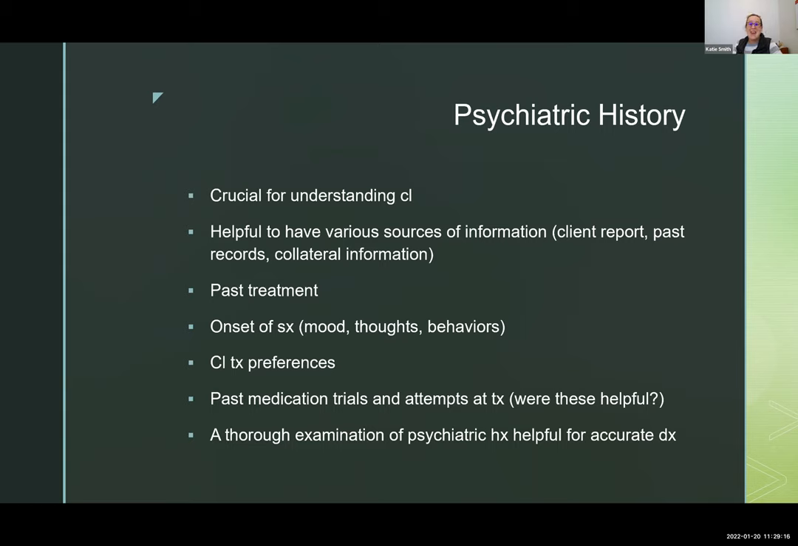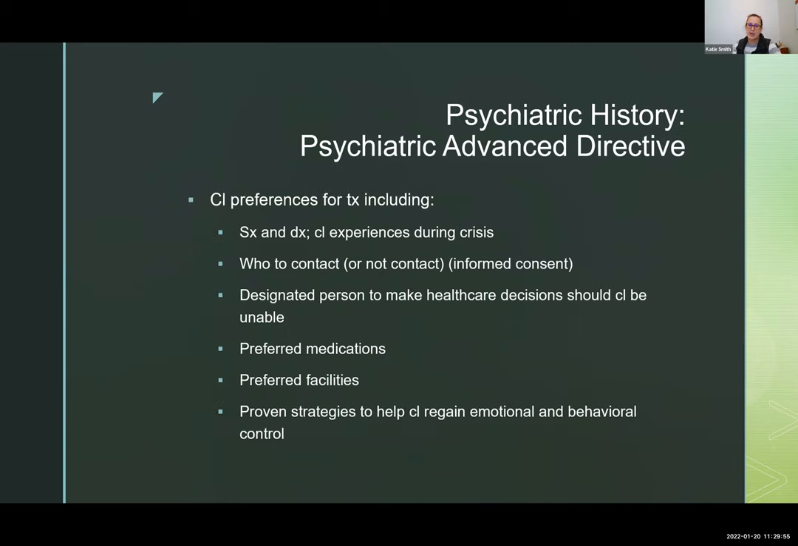"My doctor said that I should look at an antidepressant, but I don't want to do that." Okay, that's great. There are other ways to treat depression, and we can provide psychoeducation. And if medication seems appropriate, we can always provide psychoeducation about that. Past medication trials and attempts at treatment, were they helpful? A thorough examination of psychiatric history is helpful to achieve an accurate diagnosis. Psychiatric diagnoses are tough, and so the more data we can gather, the more likely it is that we can achieve an accurate diagnosis.